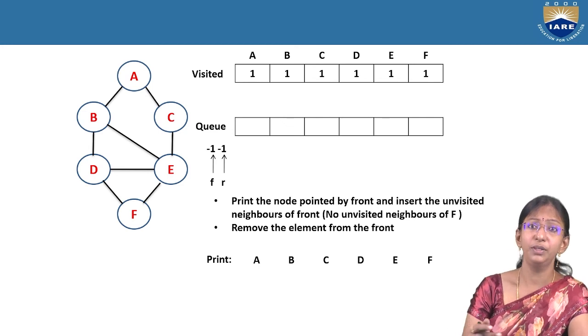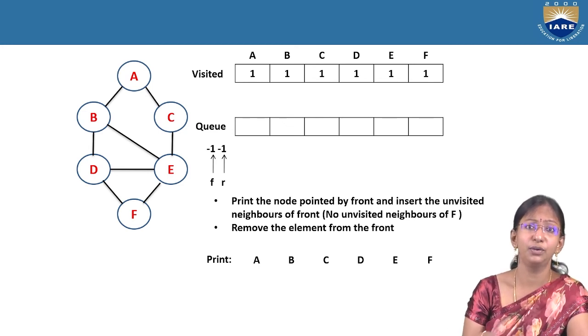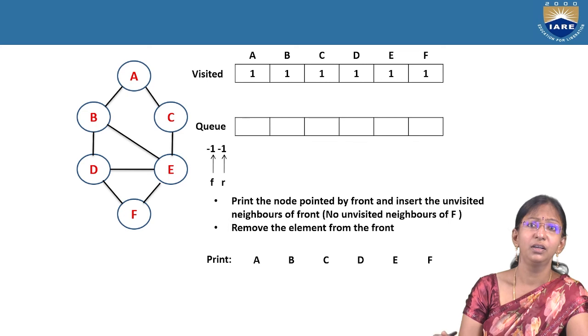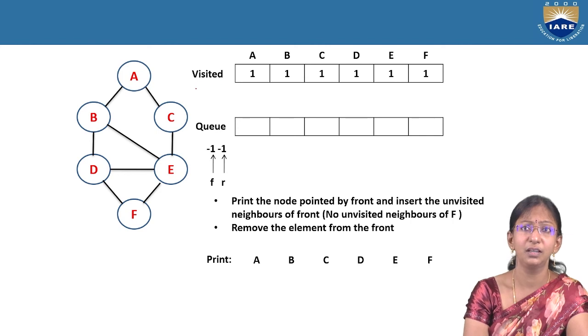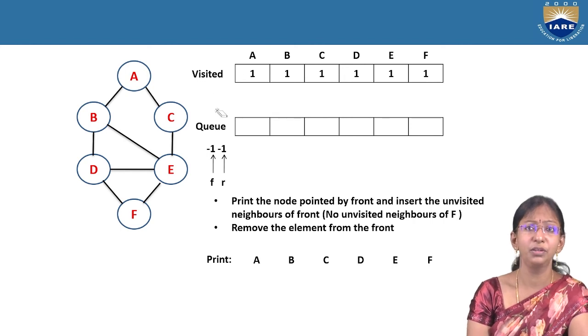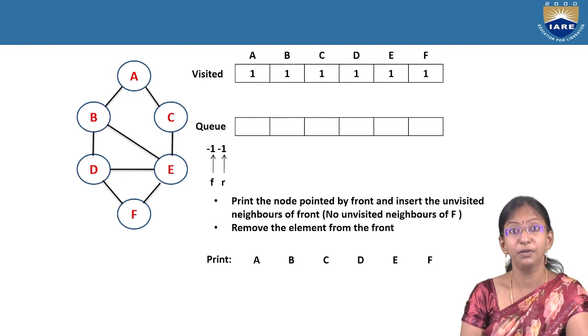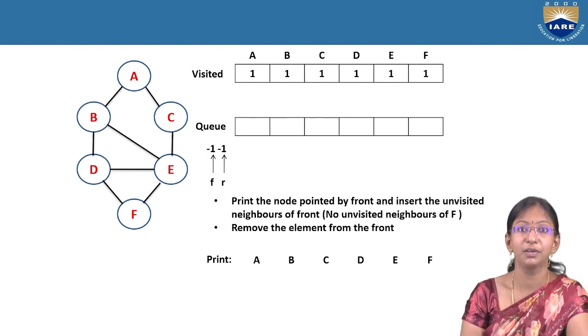Right? Now we have reached a case where you can see that all the nodes are visited. Have a look at the visited array, my dears. All the values are ones. So that means each and every node is visited. Even the queue is empty. All the conditions are favorable. The tides are favorable, right? So all the nodes are visited.